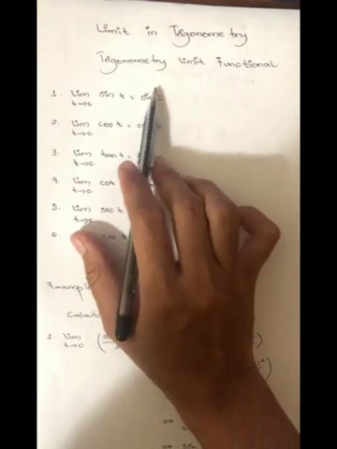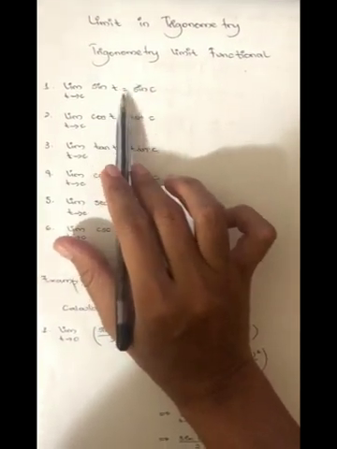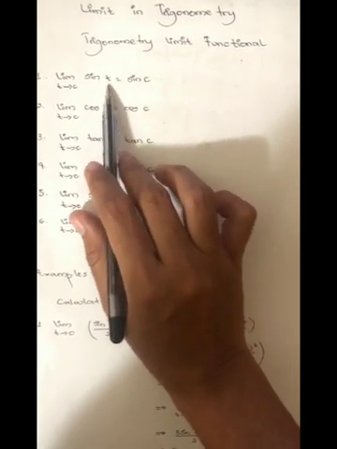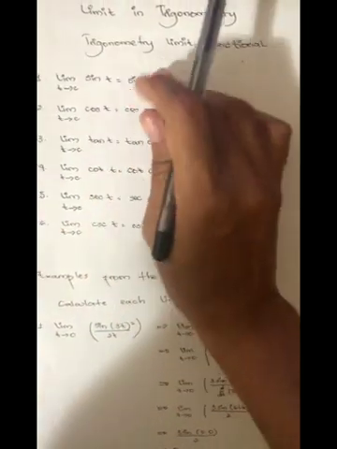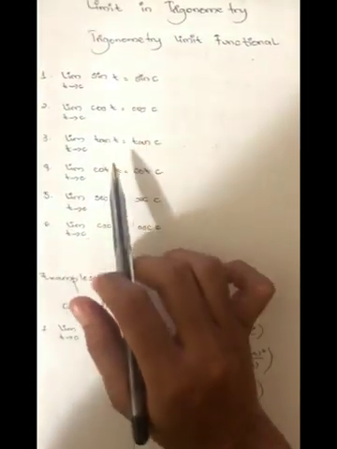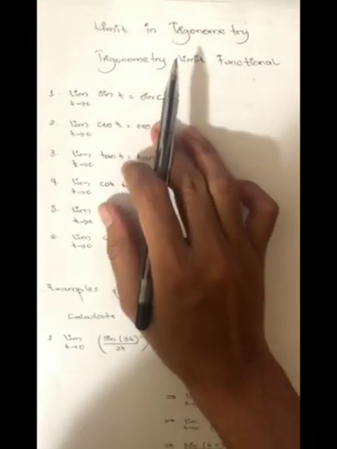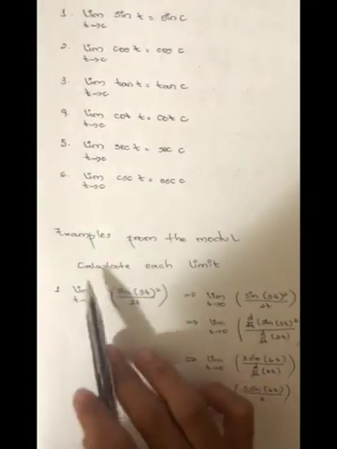Here are the trigonometric limit formulas. The limit as t approaches c of sin t equals sin c, where we substitute the value of t with c. It is the same for the others, like cos, tan, cot, sec, and cosec. So let's get started with the first example.